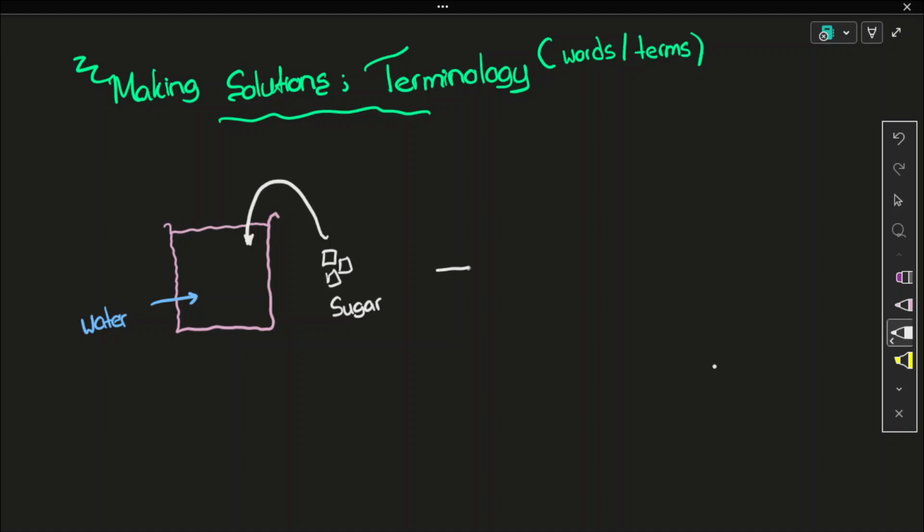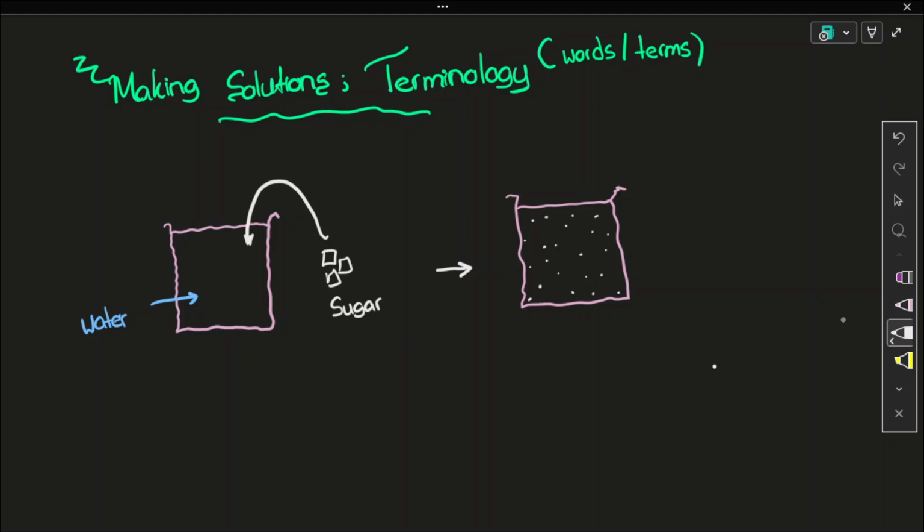So now when I add it, after some time, what exactly is going to happen? This sugar will simply dissolve in the solution. The sugar particles will diffuse across the entire solution and they will dissolve, right?